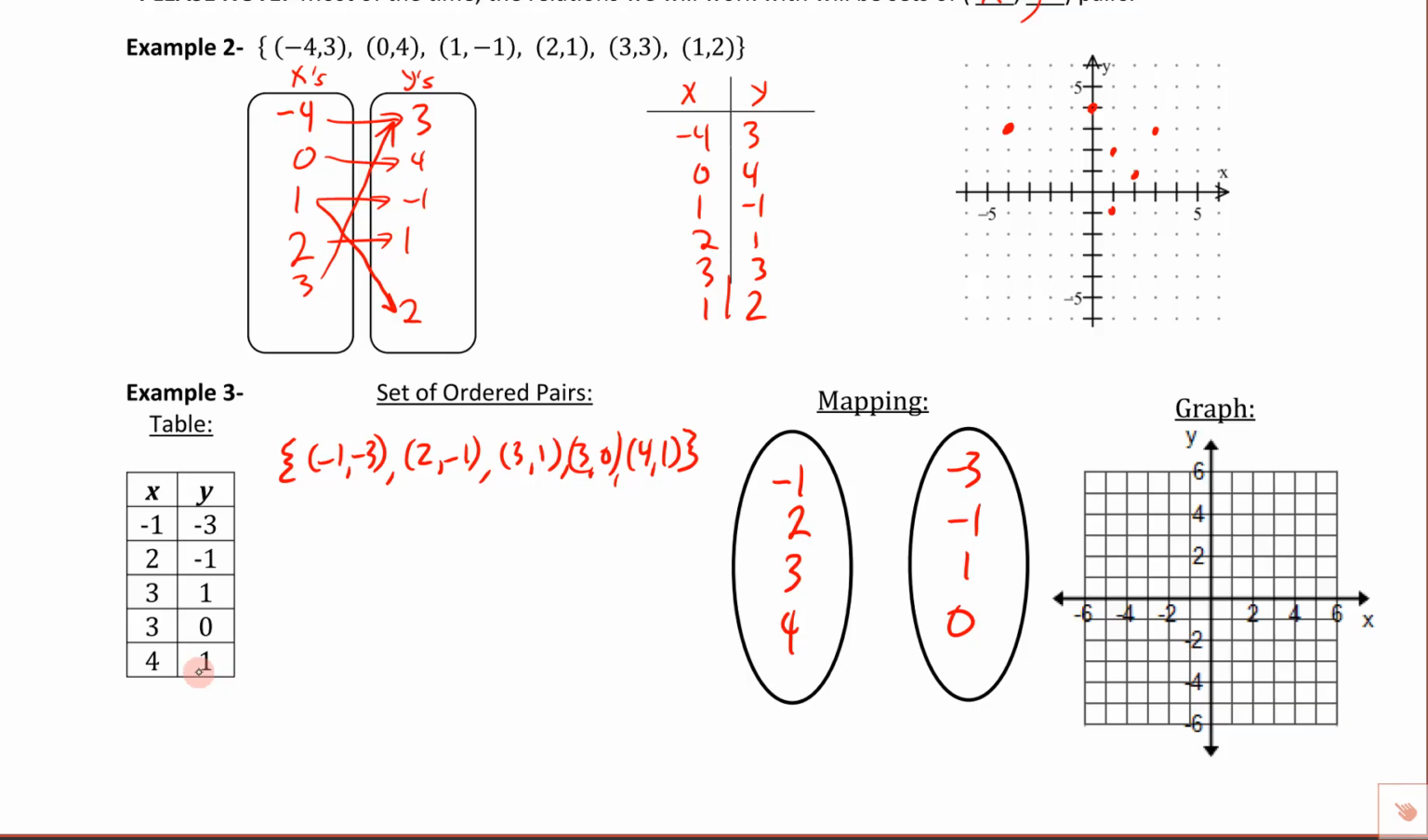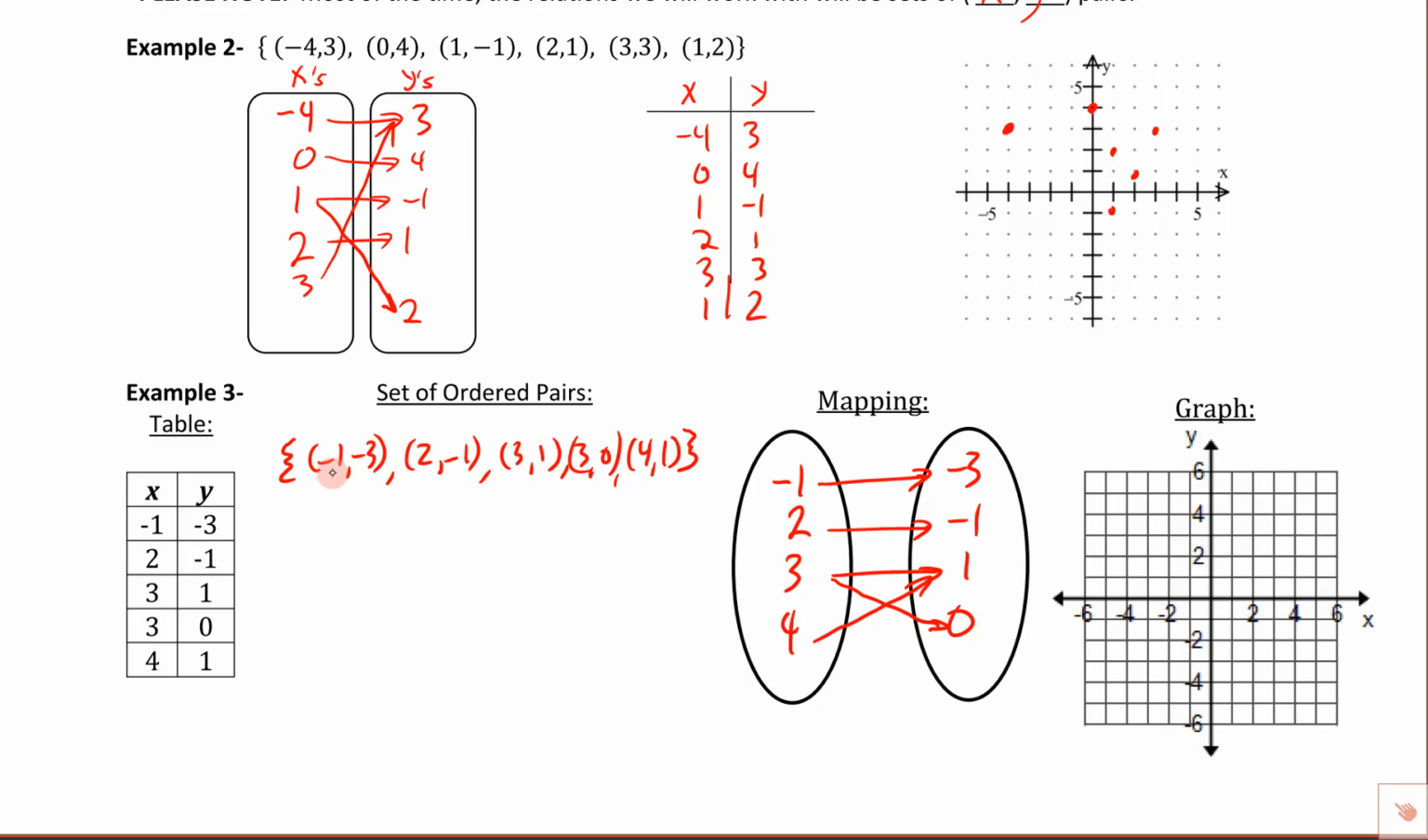So we've got a -1 and a -3, so I'm going to draw an arrow here. We've got a 2, -1, so we'll draw an arrow here. We've got a 3, 1, so we'll draw an arrow here. We've got a 3, 0, so we'll draw another arrow from that same 3. And then we've got a 4, 1. So again, I'm not repeating these at all. I'm just going to draw the arrows there so we can see what each one corresponds to. And then we've got a graph.